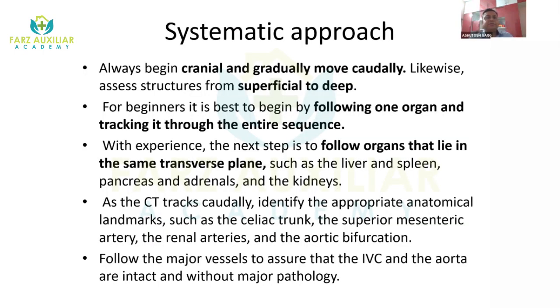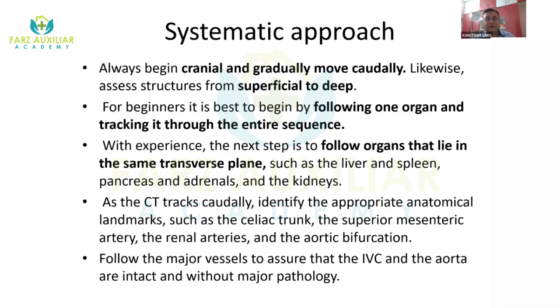The systematic approach is to always begin cranially and gradually move caudally. Likewise, assess the structures from superficial to deep. For beginners, it is best to begin by following one organ and tracking it through the entire sequence. If you are following the esophagus, then you will get the stomach, then the duodenum, like that. With experience, the next step is to follow the organs that lie in the same transverse plane, like the spleen, pancreas, adrenals and kidneys, so you can also understand which structures are in the given CT.